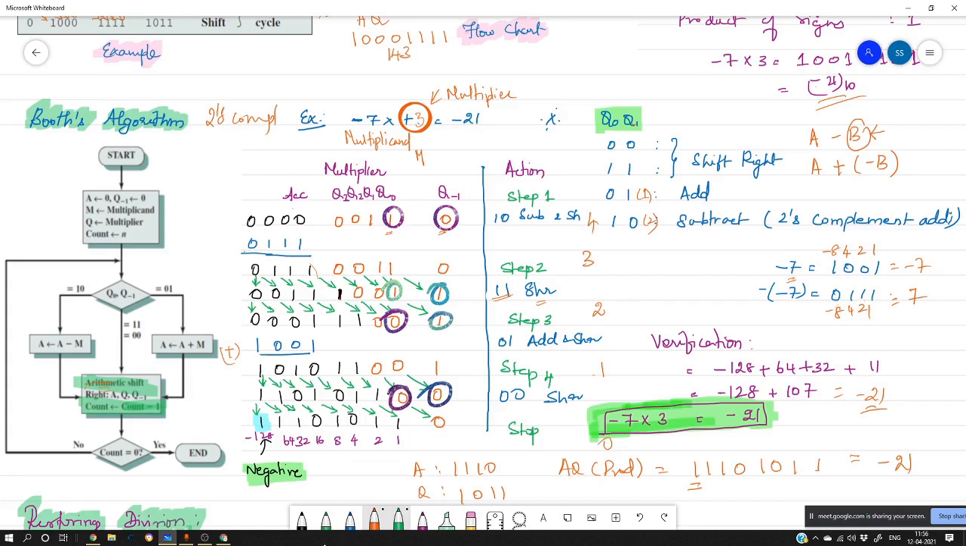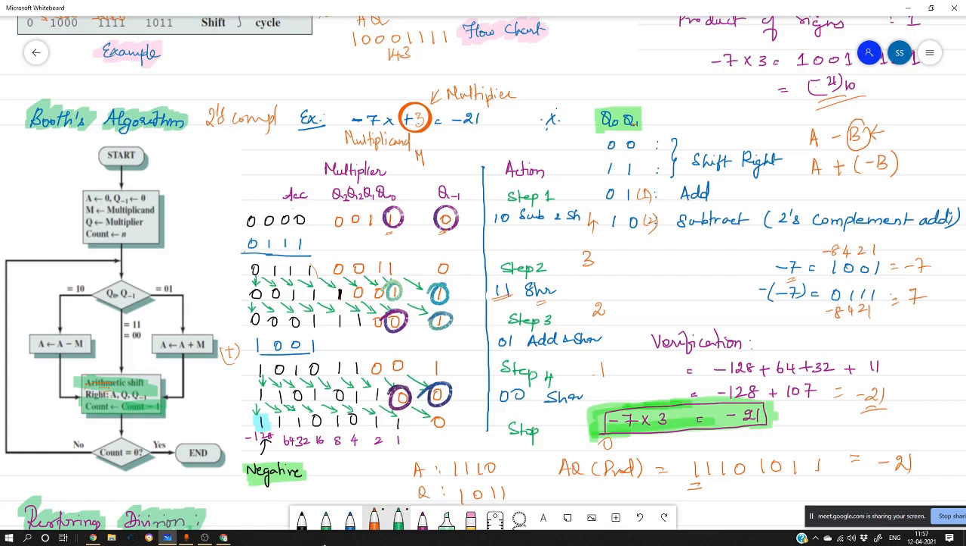Let me just summarize it. You populate the multiplier in the Q register, have the accumulator initialized with 0, and introduce another bit called Q minus 1, which initially has value 0. You compare the values in Q0 and Q minus 1. If the values are similar, you shift right, and here the shift right operation is an arithmetic shift right, not a logical shift right, which preserves the sign bit. For different values in Q0 and Q minus 1, you either add or subtract the multiplicand.